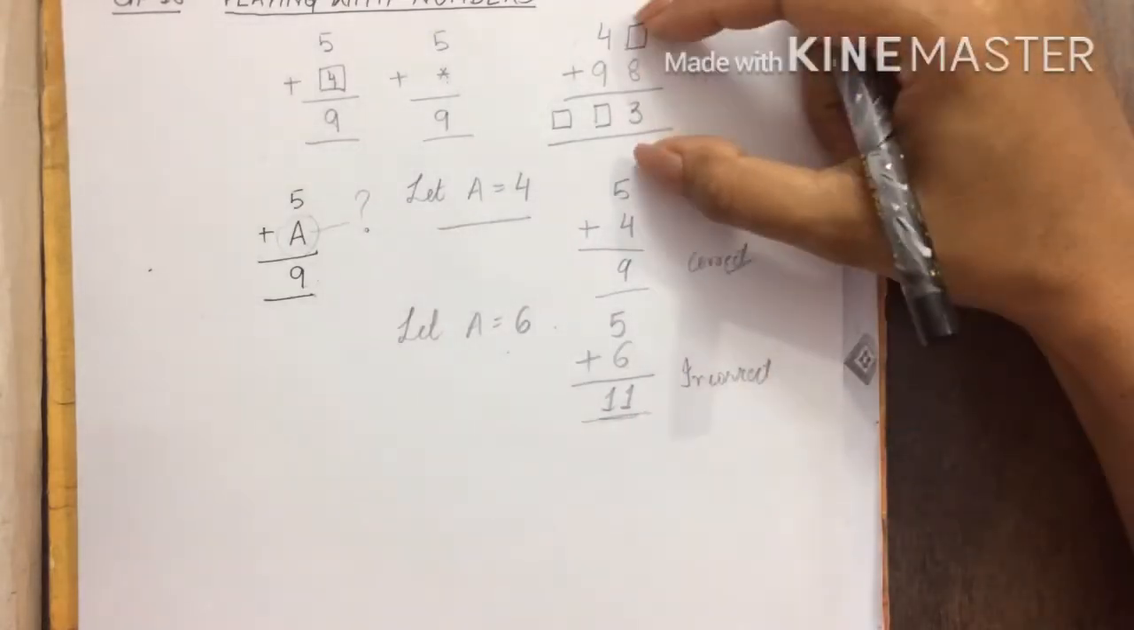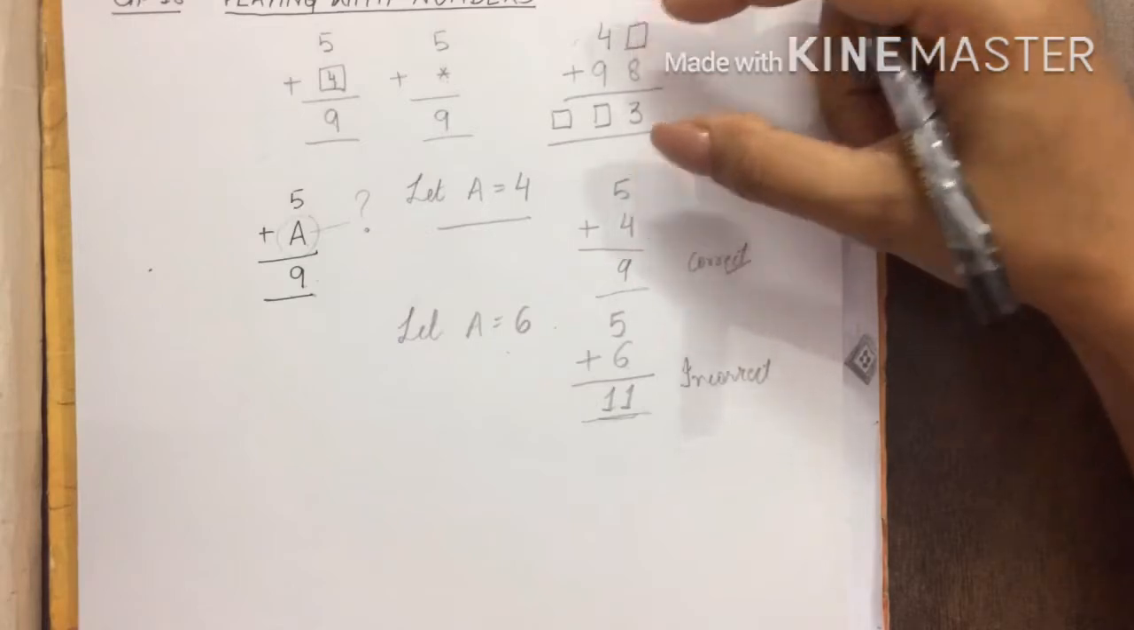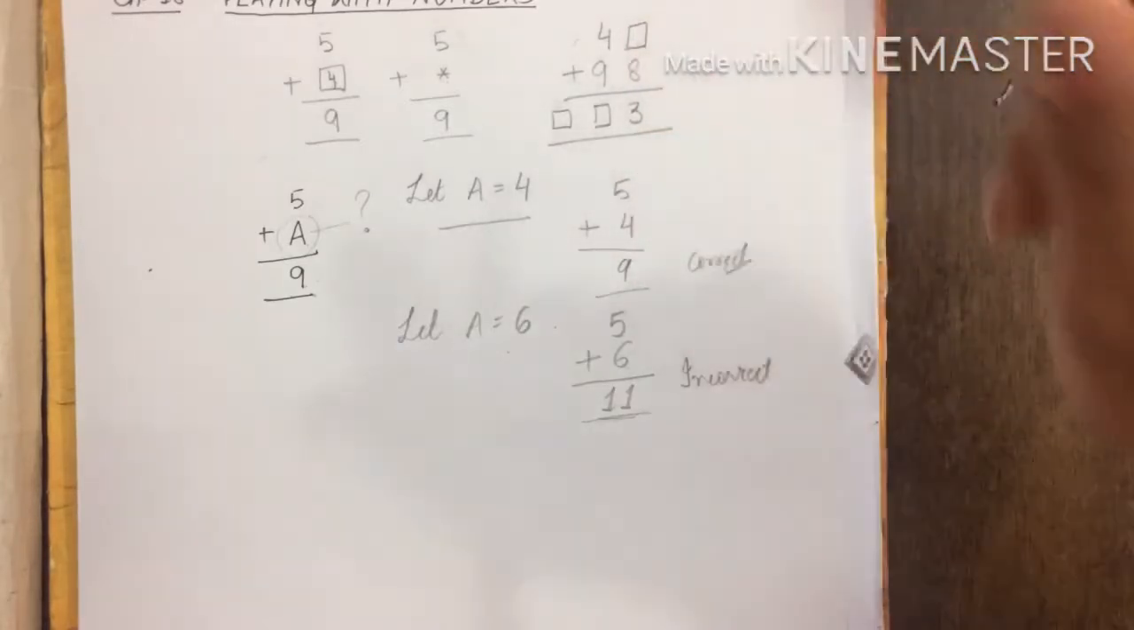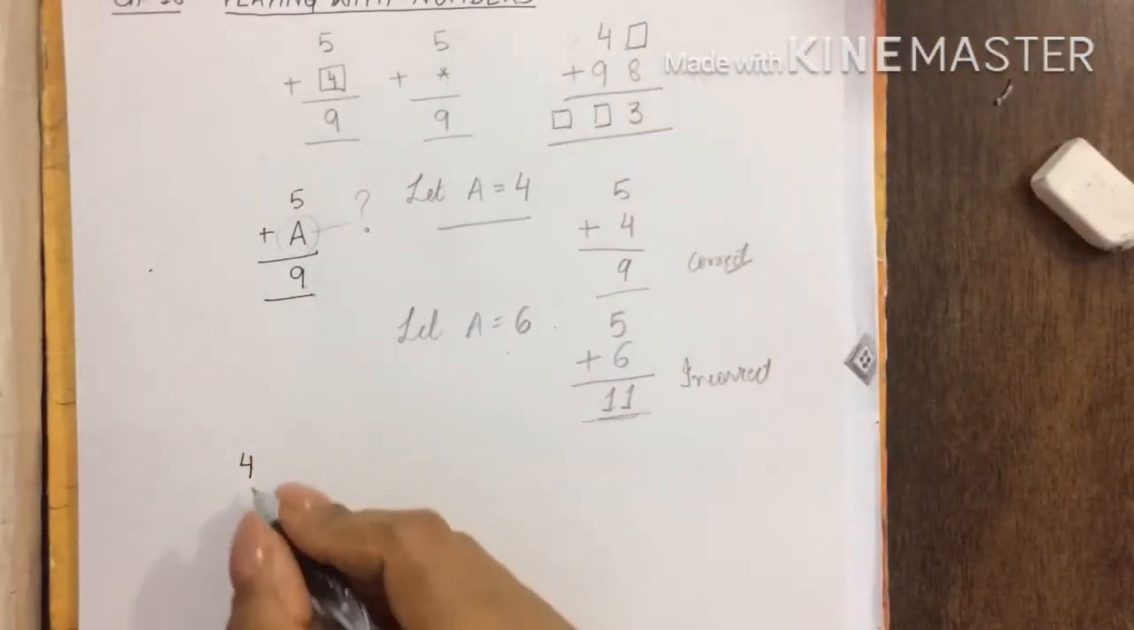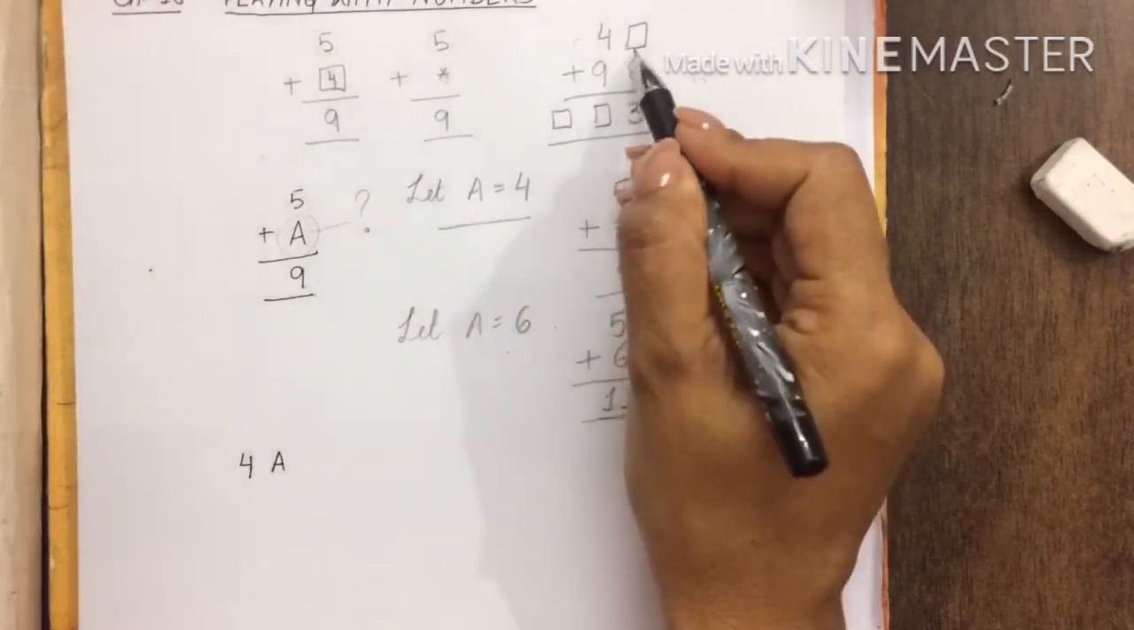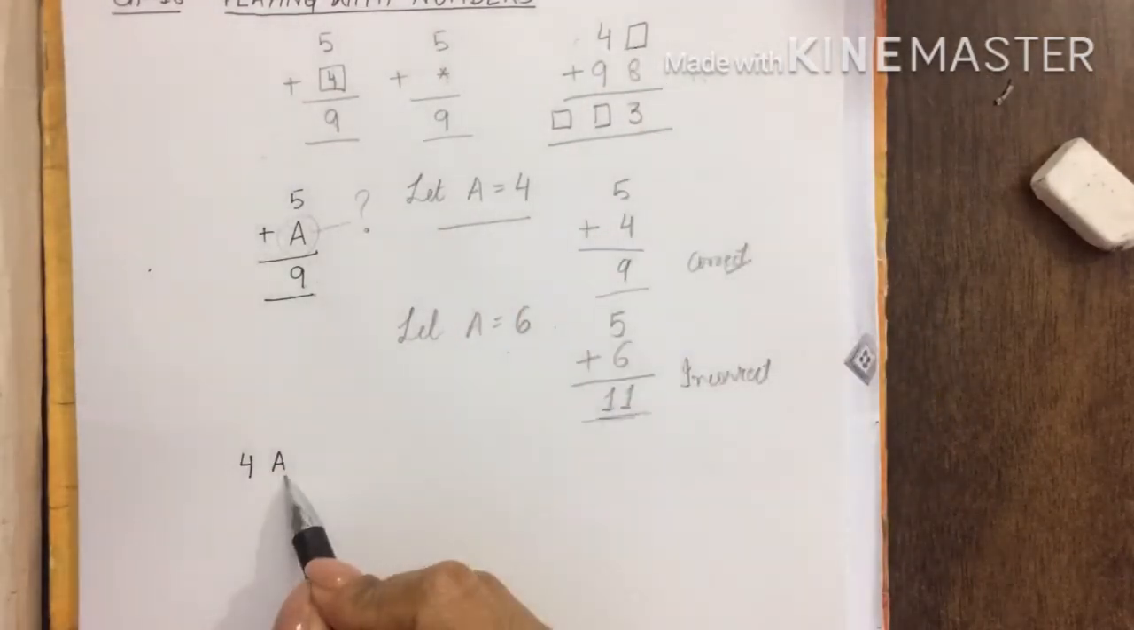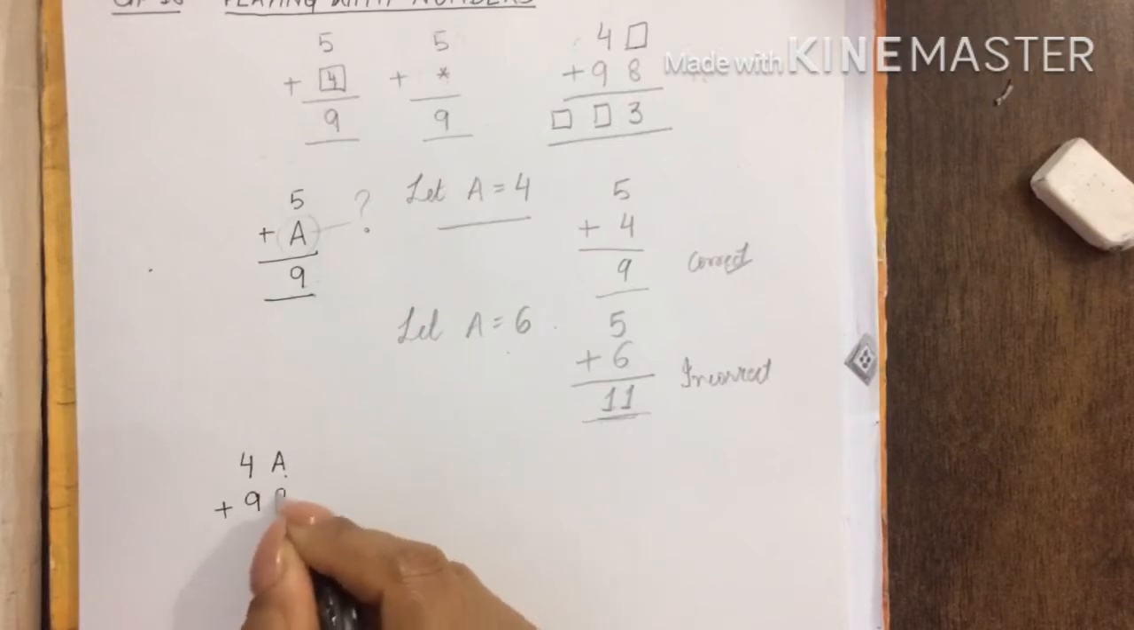Now let us take this example. How would this problem be given to you? You would have something like this. 4, this missing digit will be represented by a capital letter, plus 98.